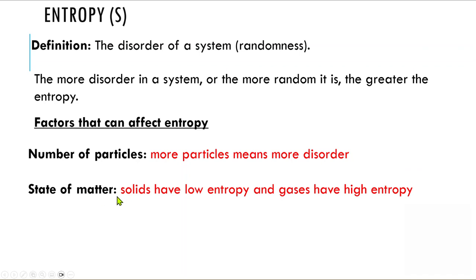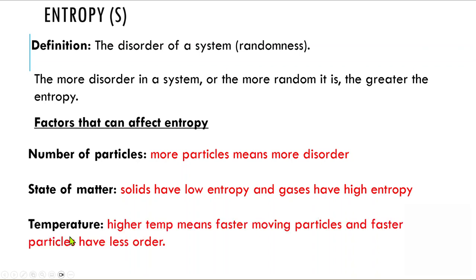We could also change the state of matter. Solids have particles that are very well ordered. They don't move around in relation to one another. But gases, because the particles move crazy, have the highest entropy. And you could also increase temperature, because higher temperature means the particles are moving faster, and the faster they're moving, the more random things are.